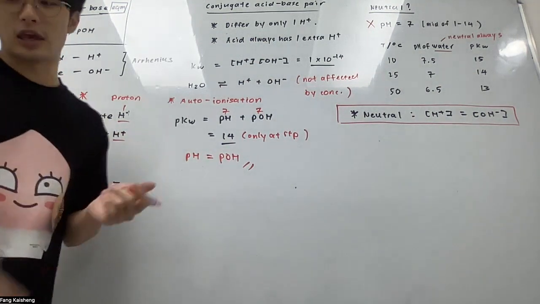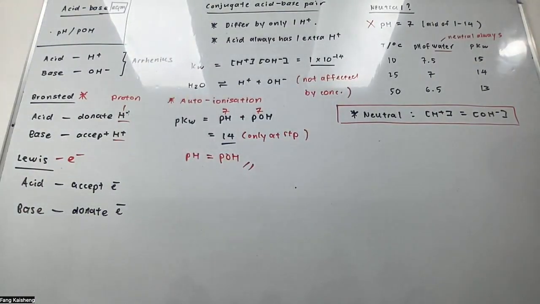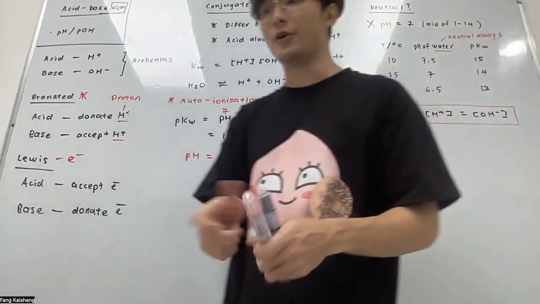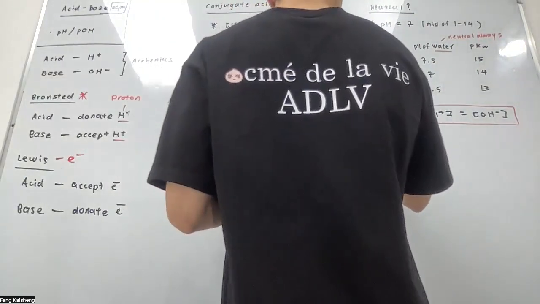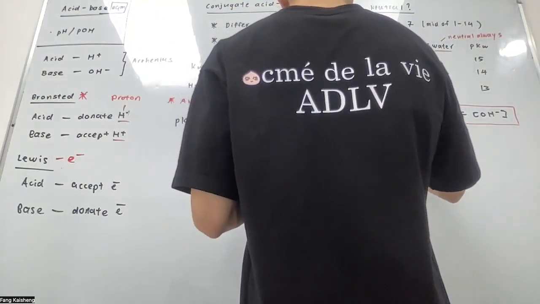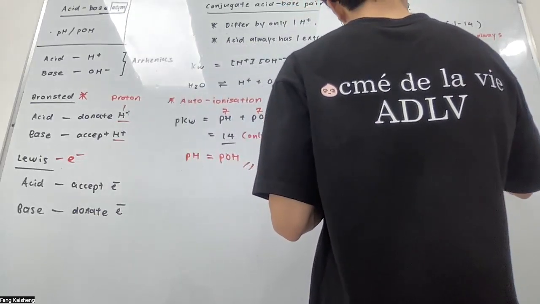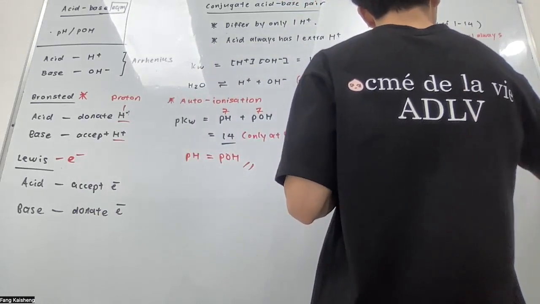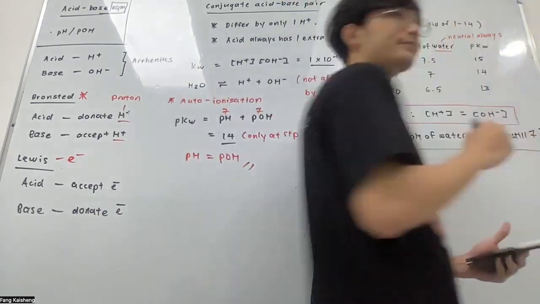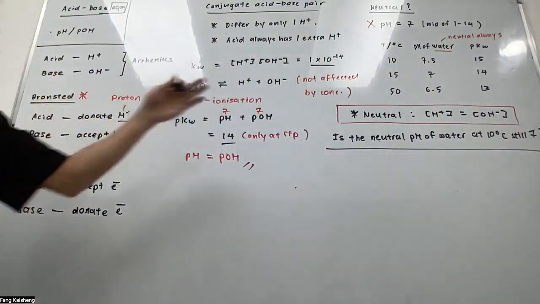With this idea, can you all take a look at page 11, the very bottom? Go and fill in the table. You should know how to fill this up already. And then we'll fill up the box. I'll tell you how to fill up the middle box. The middle box asks this question: is the neutral pH of water at 10 degrees still 7?